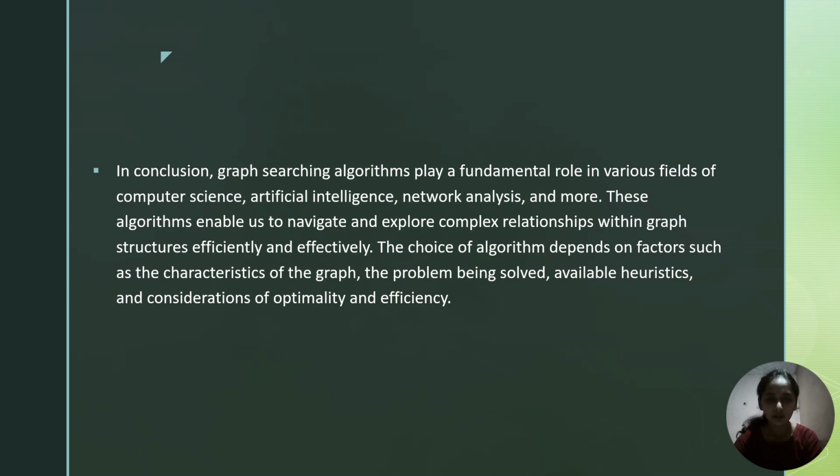In conclusion, graph searching algorithms play a fundamental role in various fields of computer science, artificial intelligence, network analysis, and more. These algorithms enable us to navigate and explore complex relationships within graph structures efficiently and effectively. The choice of algorithm depends on factors such as the characteristics of the graph, the problem we are solving, available heuristics, and consideration of optimality and efficiency.